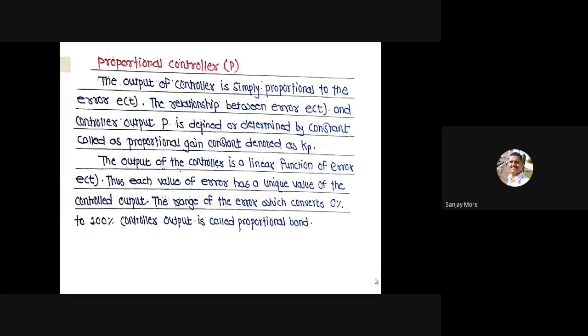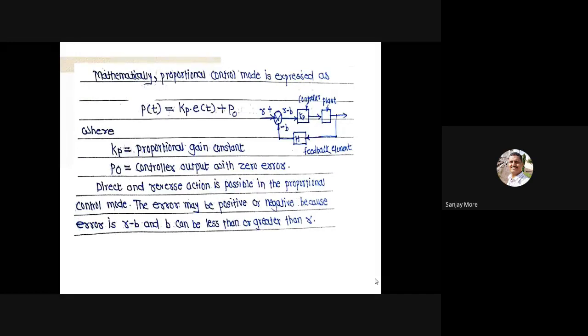See, the output P(t) is equal to Kp into e(t), that is, proportional constant into error, plus P0. See the feedback diagram: R minus B at the summing point, then the controller Kp and the plant, and here the output will be there. So Kp means proportional gain constant and P0 is the controller output with zero error.